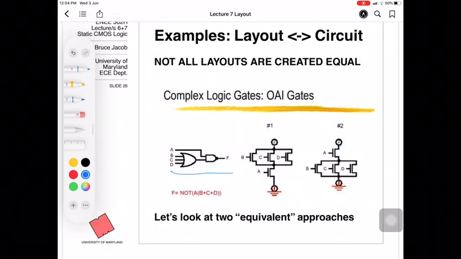So there are two methods of drawing it. Either the first method, which is A connected to ground, B, C, D are in parallel and they are connected to F, or the second method, in which B, C, D are in parallel and connected to ground, and A is connected to F. They both represent the same function but have different layouts. So let's look at the layout.